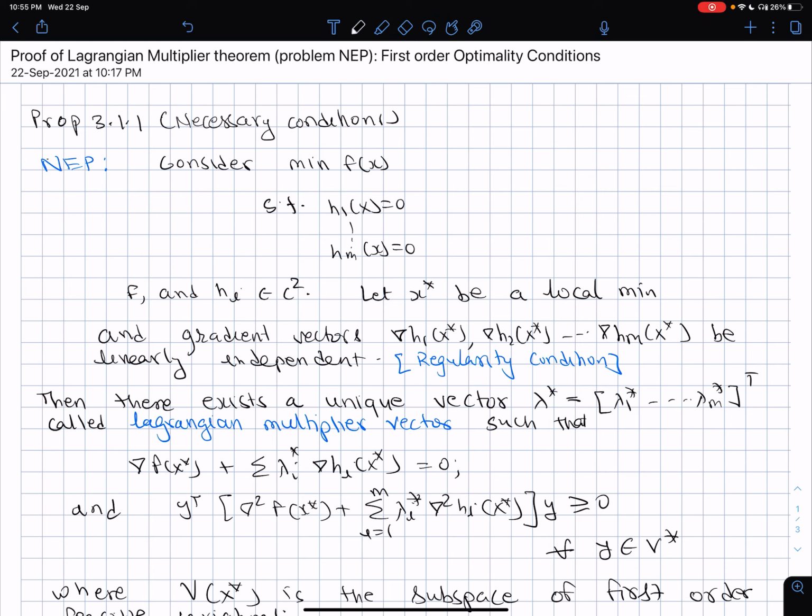So today we are going to start proving the Lagrangian multiplier theorem. In today's class, we will do the proof for first order necessary conditions. In the next class, we will do the proof for second order necessary conditions, and sufficiency conditions will come later too.